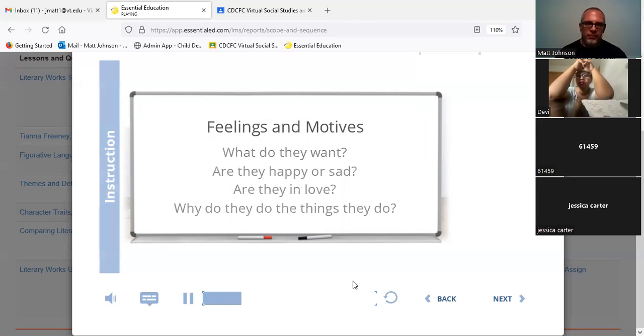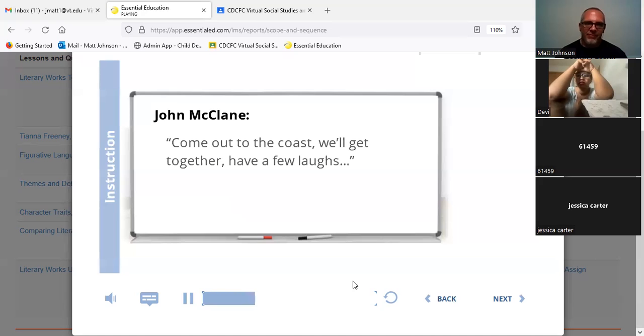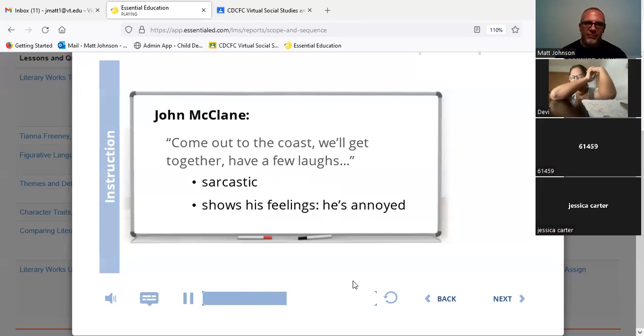Now, John McClane in Die Hard. One time, he's in an air vent trying to escape being shot, and he says, "Come out to the coast, we'll get together, have a few laughs." Like he's repeating the invitation to come out to California. And now he's stuck in a vent. Huh? It's not exactly a lot of laughs, so he's being sarcastic. It shows how he feels annoyed. I'd be annoyed too if my Christmas was ruined by a bunch of thieves. That's an example of how the character feels.